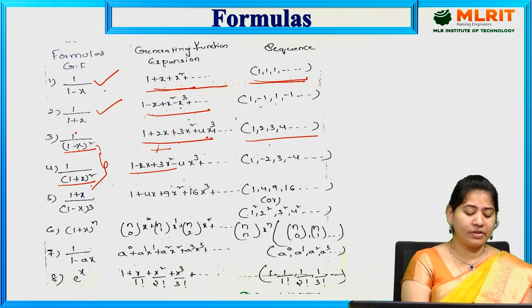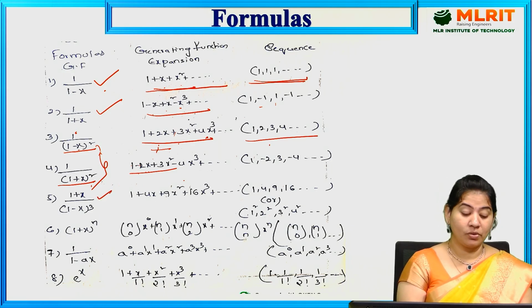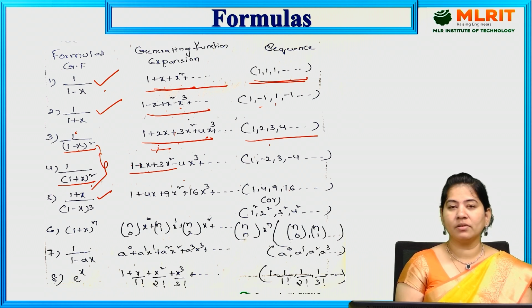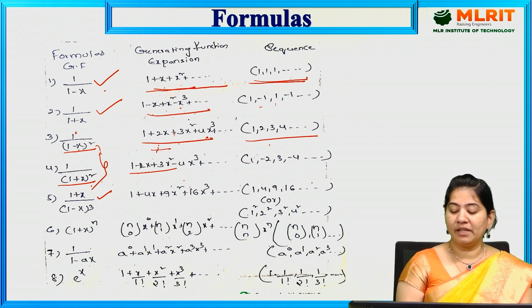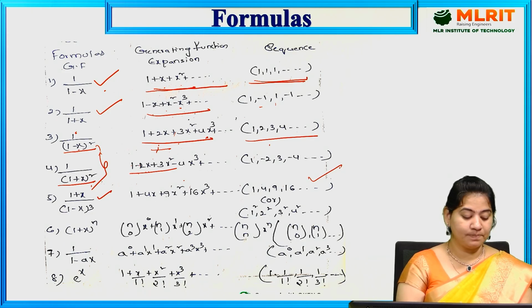We also have the fifth one, 1 plus x by (1 minus x) whole cube. The expansion is 1 plus 4x plus 9x square plus 16x cube. So the sequence is 1, 4, 9, 16, which are the squares of the numbers. Next we have (1 plus x) whole power n, which is nC0 x0, nC1 x1, nC2 x2 and so on. That is nothing but A0, A1, A2.